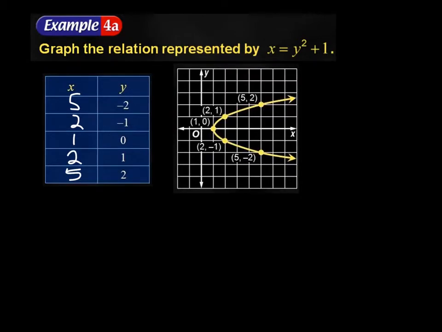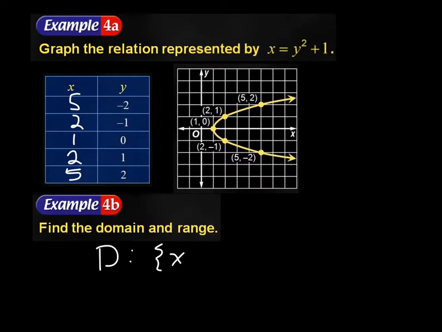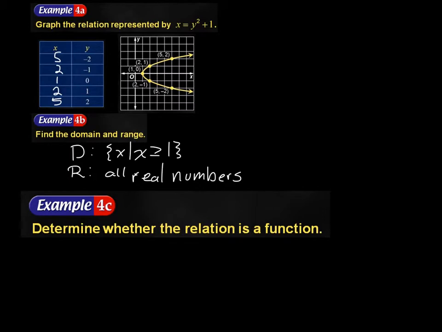When we plot the points, it looks like a curve. It's called a parabola opening to the right. The domain, the smallest x can ever be on here, it looks like, is 1. So x is a number such that x is greater than or equal to 1. I can put in anything I want for y, so my range is all real numbers. This function fails the vertical line test, so it is not a function.